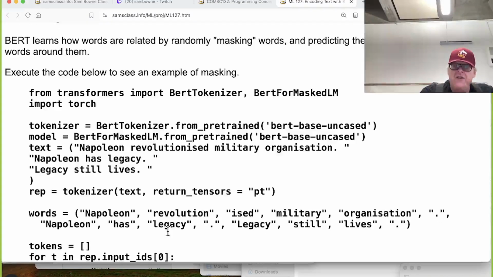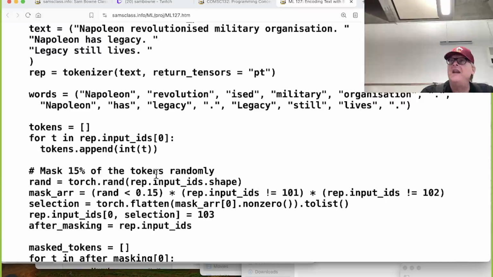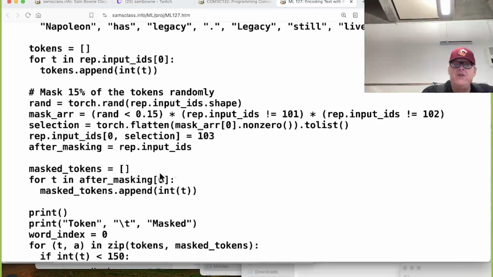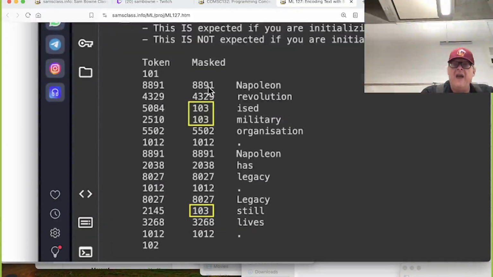What BERT does is you mask some portion of the words, 15% of the tokens randomly. So 15% of the tokens you turn into this mask number 103. So now you get this. Masked, these three ones have been turned into 103. So you don't know what word goes there.